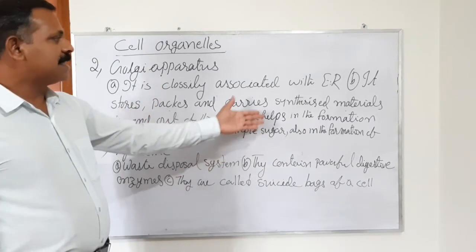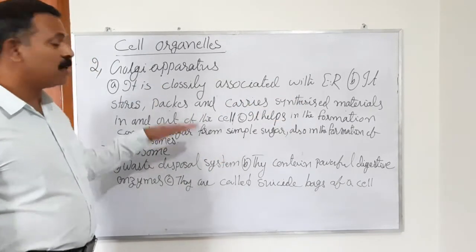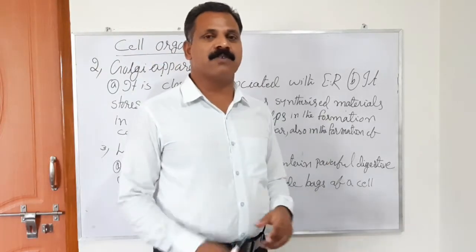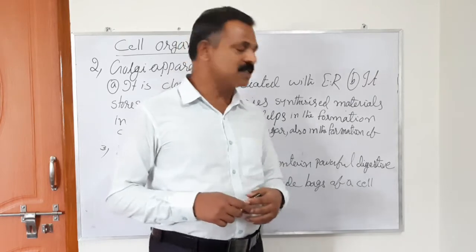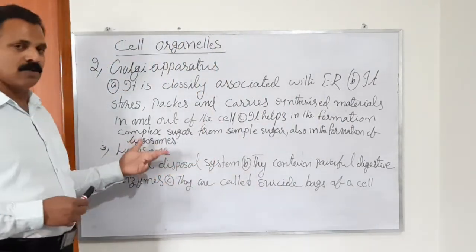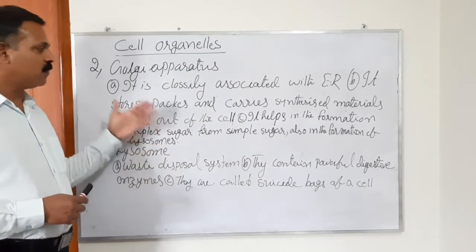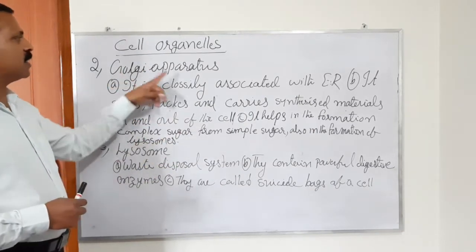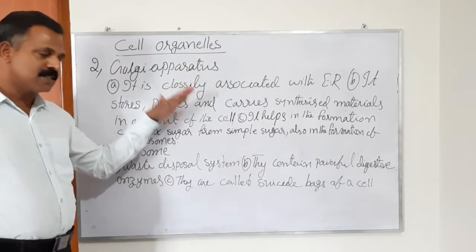Another thing is, it helps in the formation of complex sugar. In some cases, a complex form of sugar is made from a simple form of sugar within the cell, and it also helps in the formation of lysosome, another organelle. So all these are the main important functions that Golgi apparatus performs in the cell.